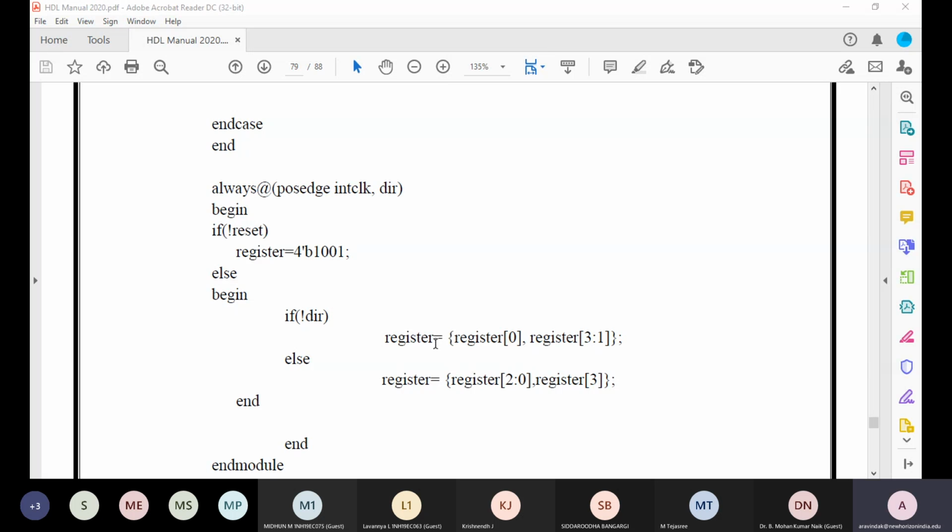Can anybody tell me what this operation is? This is a concatenation operation. In this concatenation operation, what are we doing?